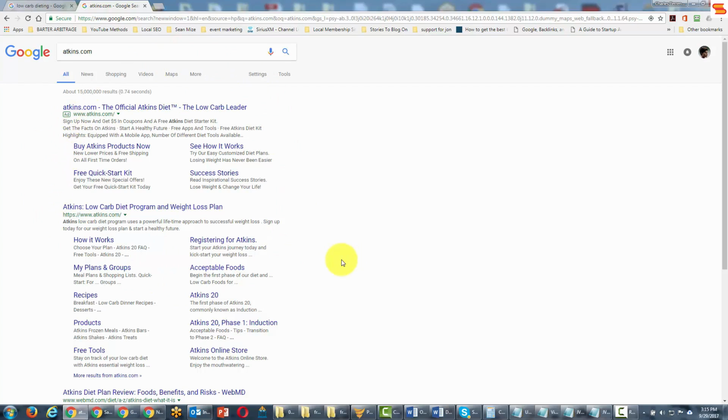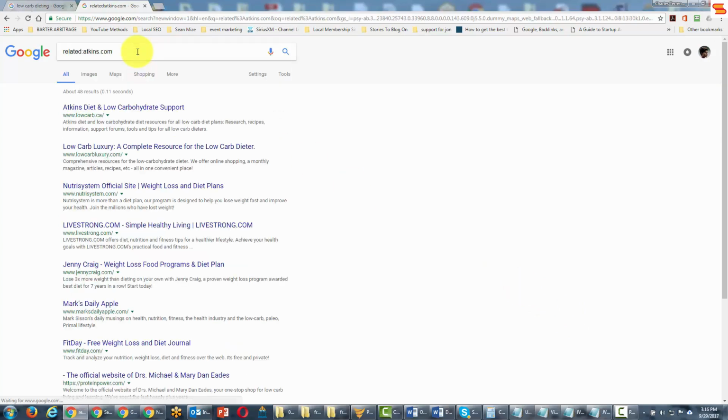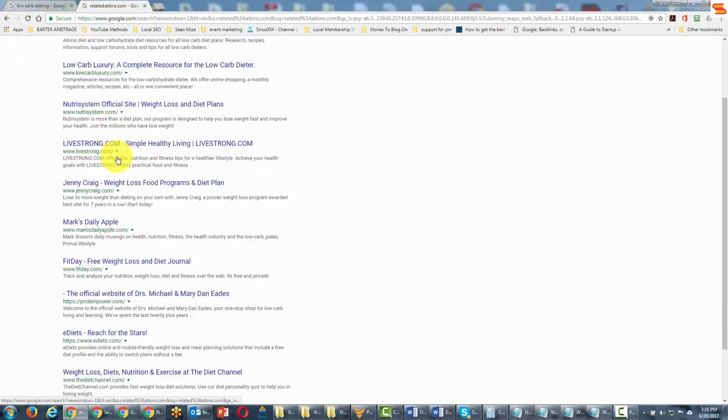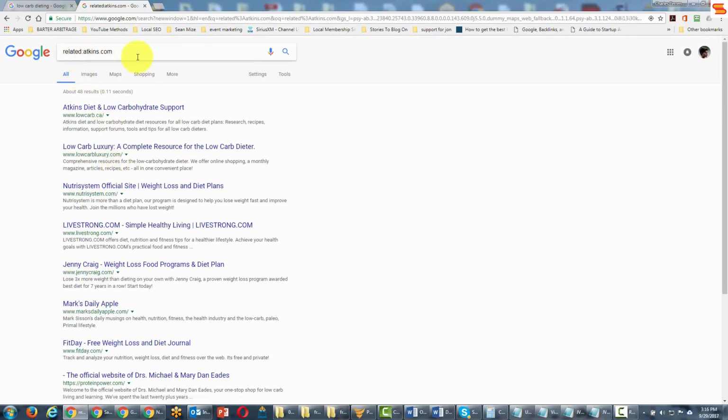However, what we could also do is use a search parameter called related. We're going to write in related and then colon, and we're not going to leave any spaces behind the colon. Once we have that written in, we're going to hit enter, and what's going to happen is we're going to get relevant results to Atkins.com.